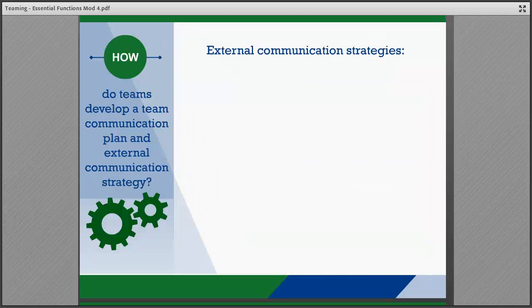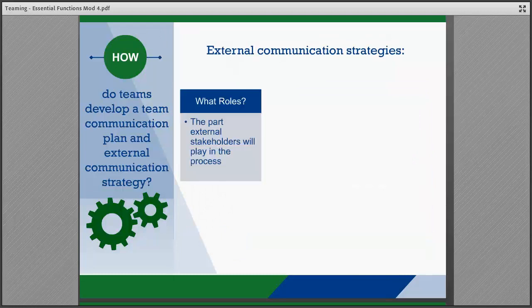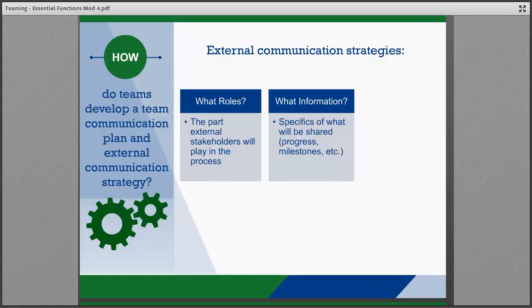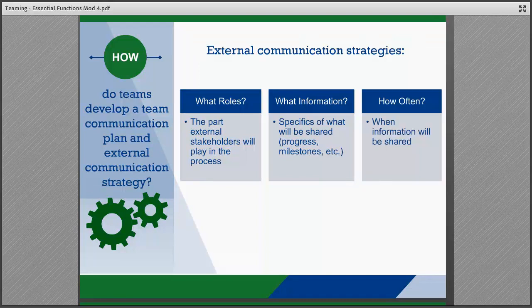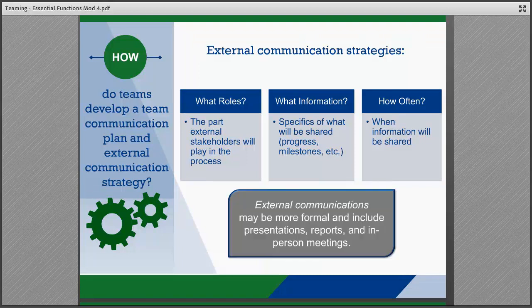The communication subteam or committee can take the lead on setting up an external communication strategy that clearly lays out the following: the roles that external stakeholders will play during the change and implementation process, what information will be shared, for example, the progress of the initiative and milestones achieved, and the frequency of the communications. It is important to note that communication with external stakeholders may be more formal and might include presentations, written reports, memos, and in-person meetings.